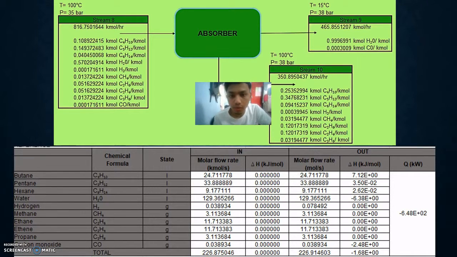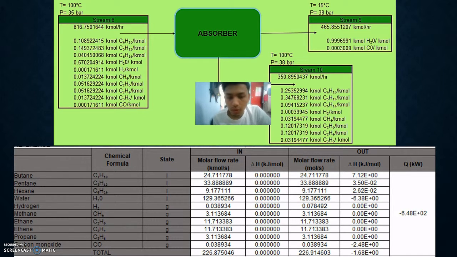Next, after I cool down the products, we enter the adsorber. The adsorber is aimed to remove the water from the stream. We use zeolite 3A as the molecular sieve to remove the water.